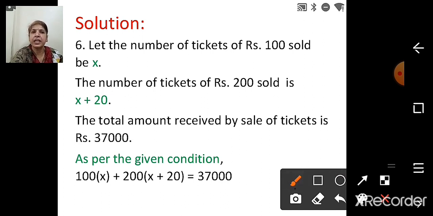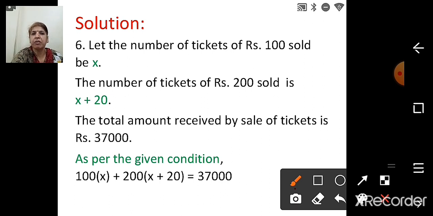Now what we are going to add: 100 is the denomination, 100 rupees, and how many tickets were there? X. So 100 into X. In the same way, 200 rupees tickets and their number was X plus 20. So we are going to multiply them all, the number X plus 20 with the amount of the ticket, 200. So 100 into X plus 200 in bracket X plus 20 is equal to 37,000.